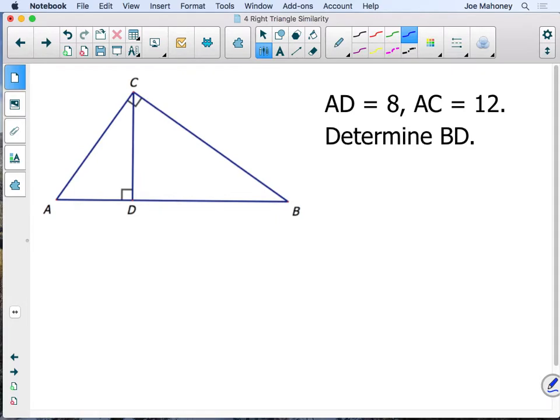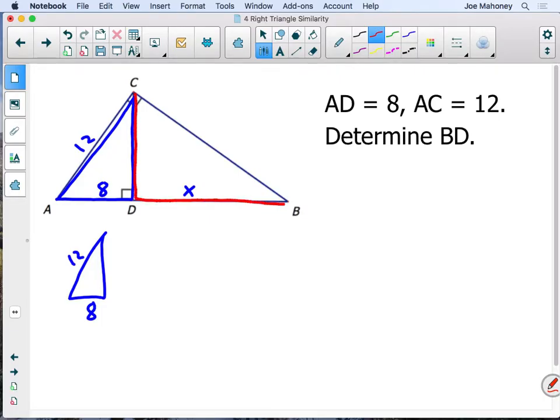Let's keep going. Side AD is 8, side AC is 12, and I'm looking for the length of BD. Ooh, interesting. Because I see this triangle here, so I can redraw that and do like 8 and 12. But in this red triangle, I only know one side length. So maybe a creative person wants to do the Pythagorean theorem and find that side. Not a big fan of that.